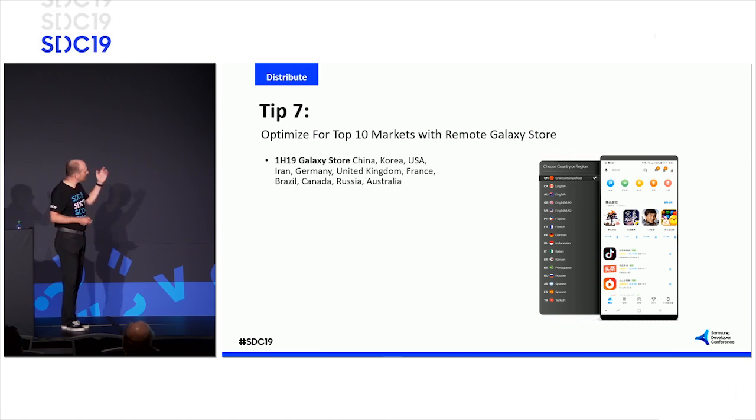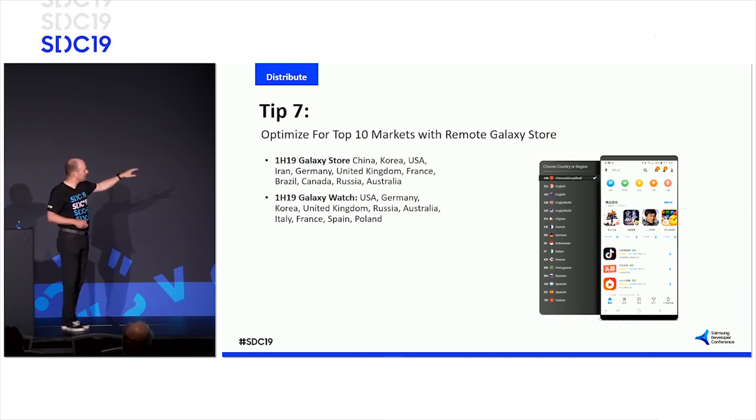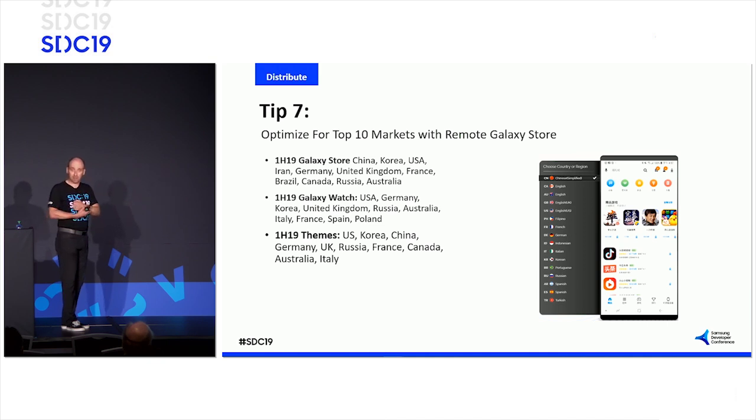And basically, I have listed here, based on the first half 2019 revenue, the top stores for Android content, the top 10 markets for the watch, and the top 10 markets for themes. These are for you as a seller. If your objective is to make revenue, these are the top 10 markets, depending on your application type, where I would recommend you focus.